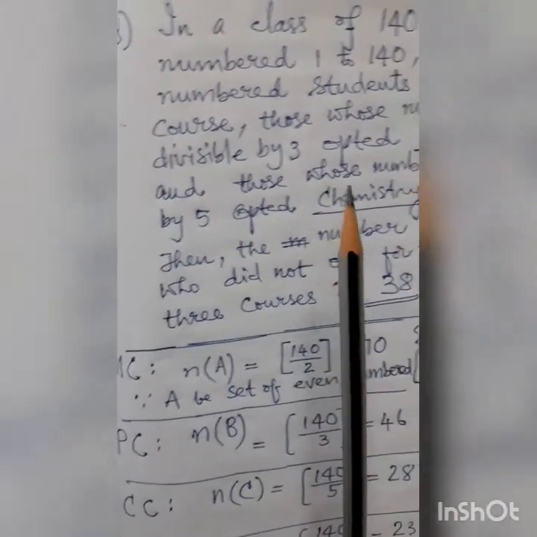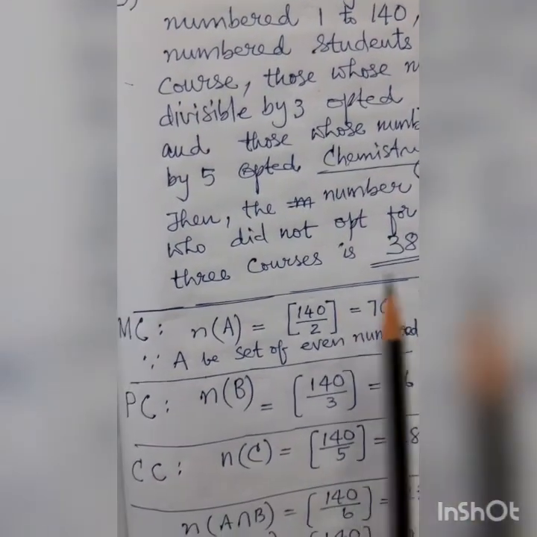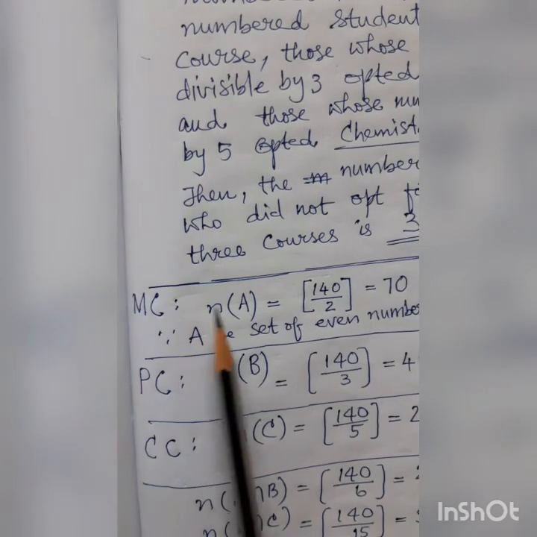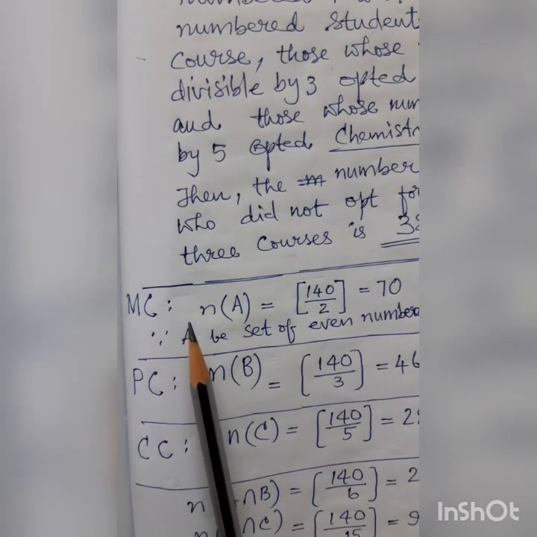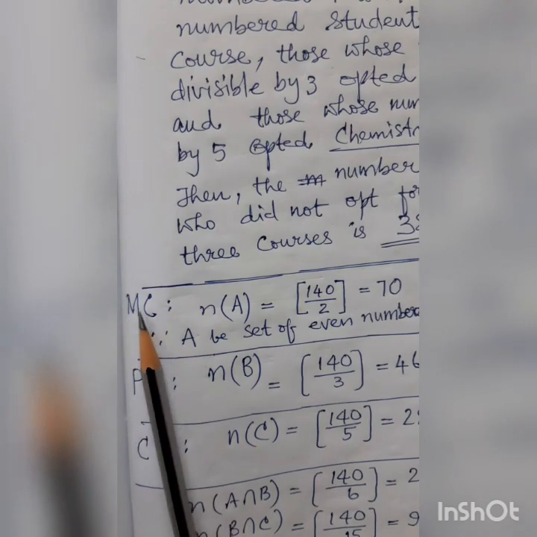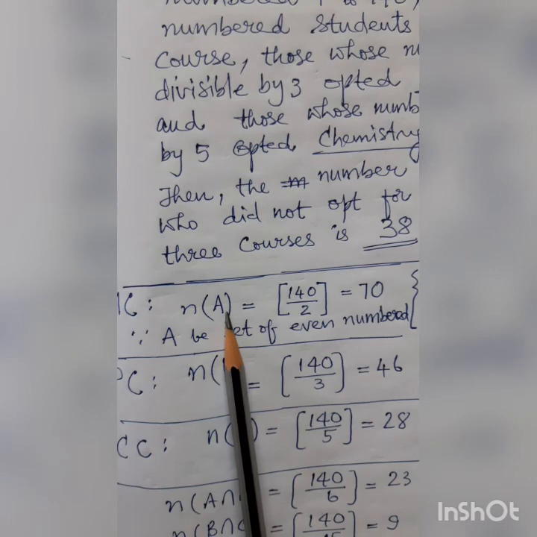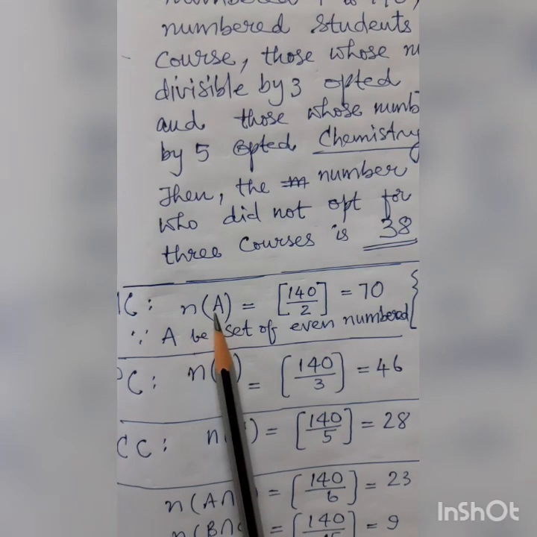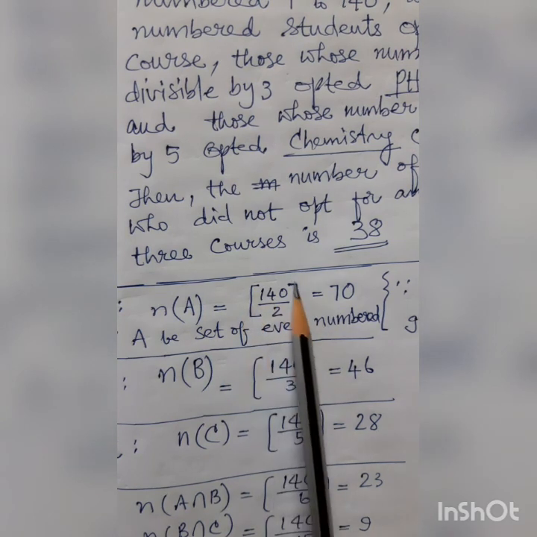The question is large, but inside it is very simple. Here we use one small concept. M for maths course, n of A, I have kept A for maths, n of A. This is the greatest integer function.